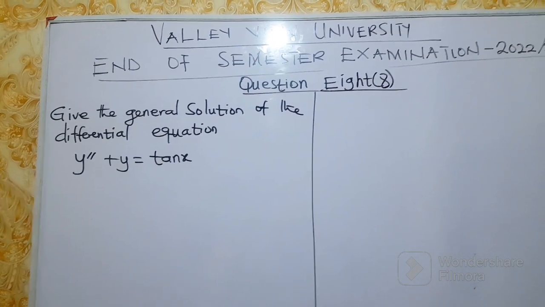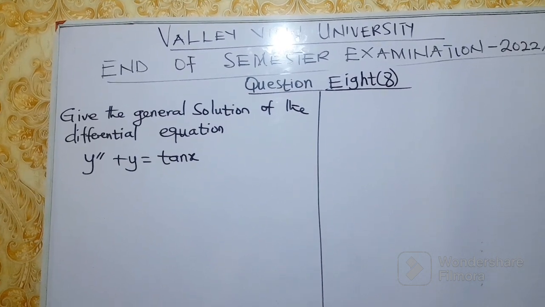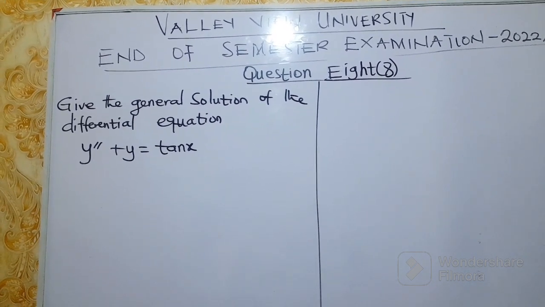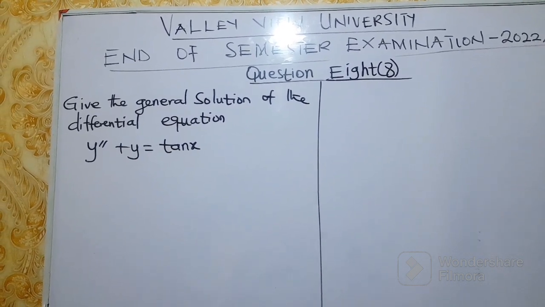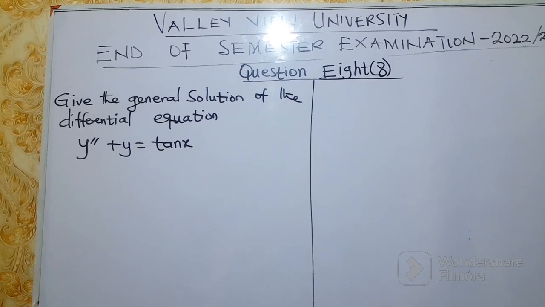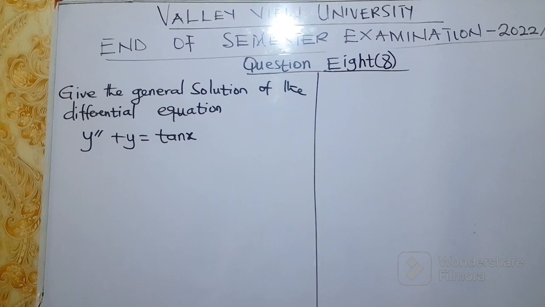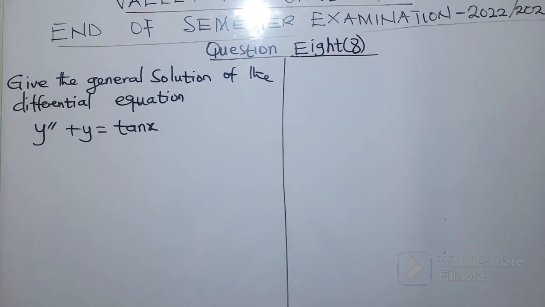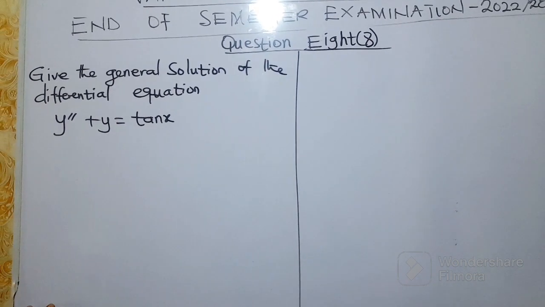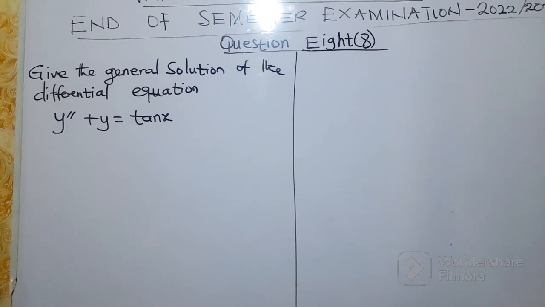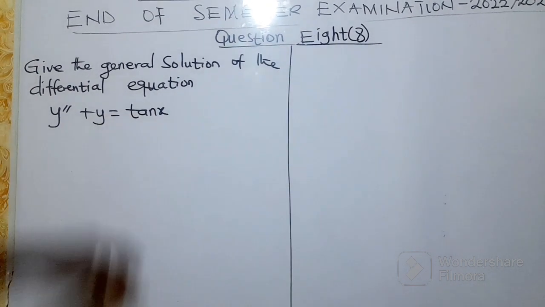So question A says: give the general solution of the differential equation y'' + y = tan x. So this is a second order ordinary differential equation. Anytime we are faced with a second order ordinary differential equation problem, 2 questions come to mind. Is the differential equation homogeneous or non-homogeneous? It becomes homogeneous if the differential equation is equated to 0. However, it becomes non-homogeneous if it is equated to another function of x. And this function here is tan x.